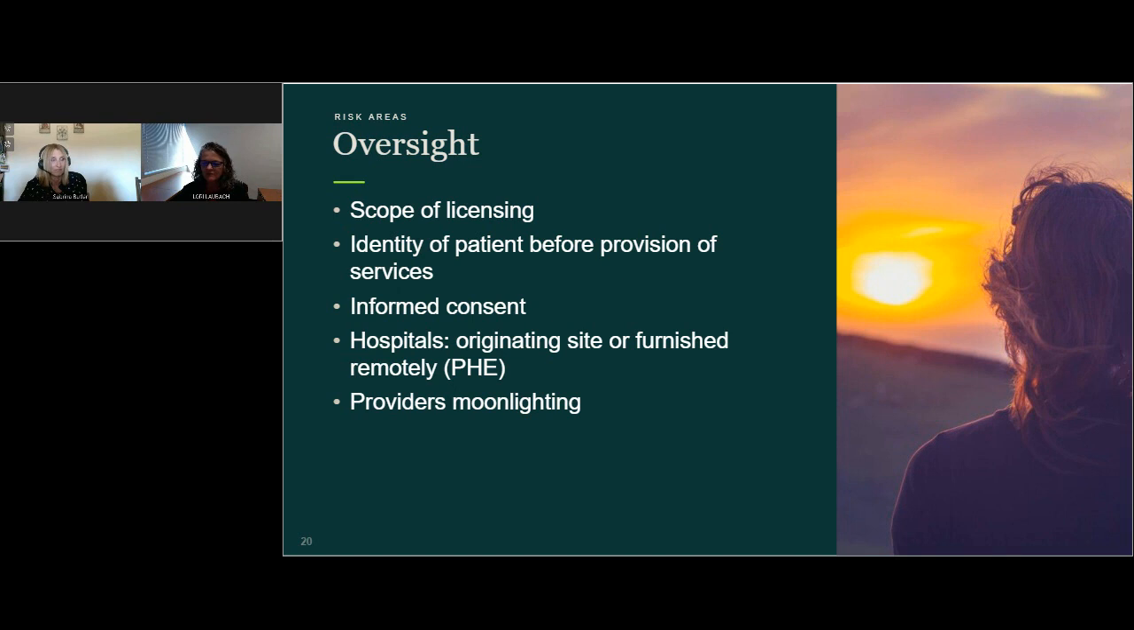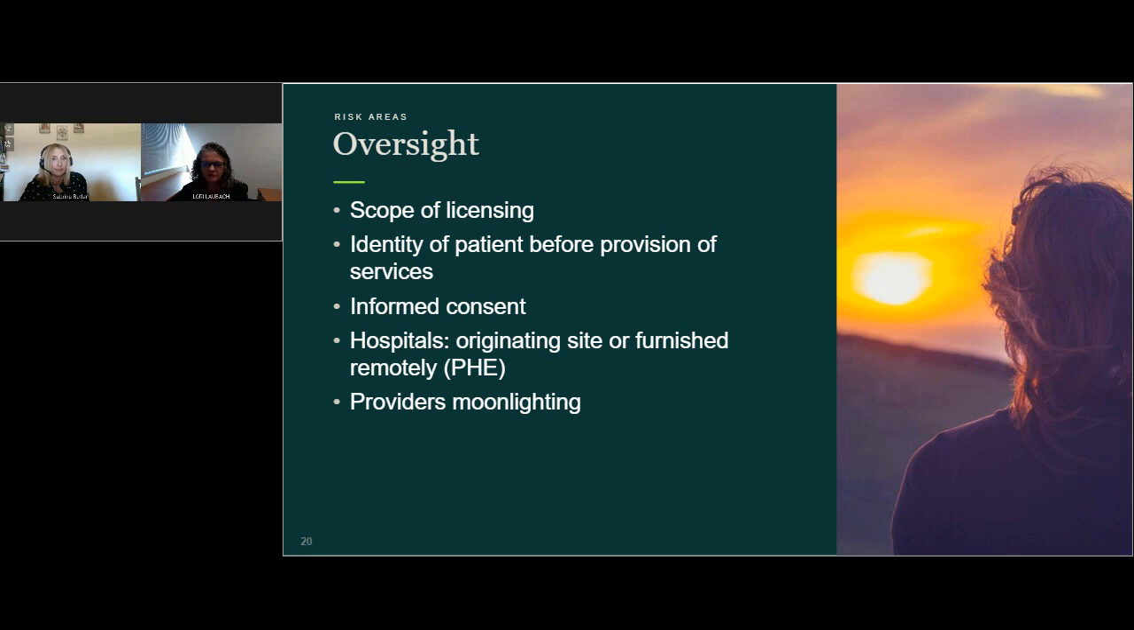note that the telehealth service needs to be furnished by a physician or other practitioner located at the distance site in order for the hospital to bill for it, and these are for just professional services. That's something to keep in mind if you're a hospital.